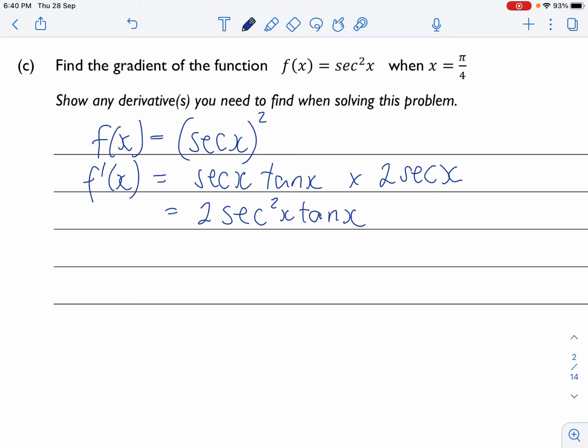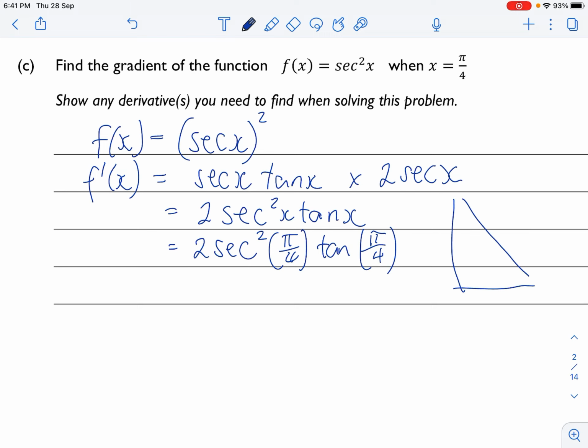And now we're going to substitute in pi over 4. Now pi over 4 is 45 degrees, so we can use the triangles that are on the formula sheet. Those are both pi upon 4. Sorry, not a very good right angle triangle. That's 1, and that's going to be root 2.